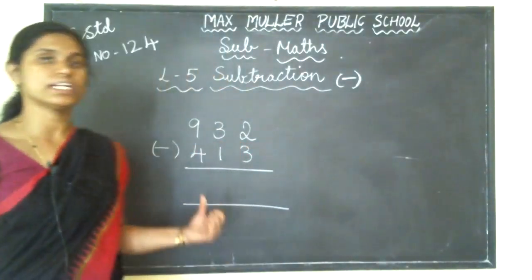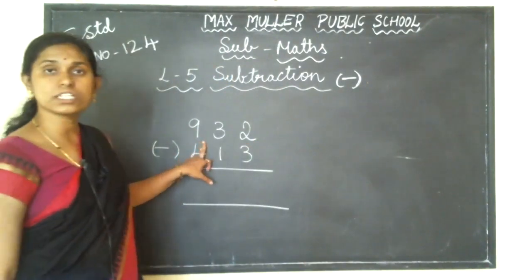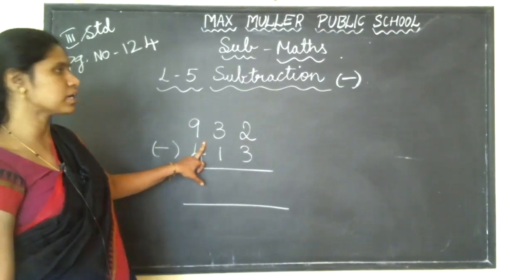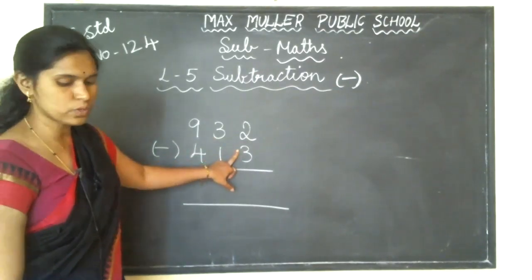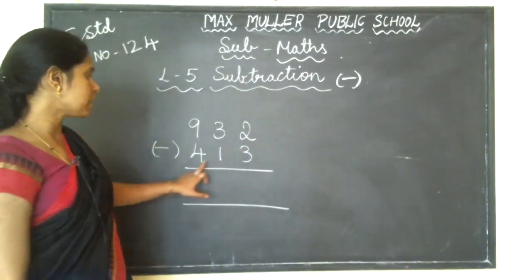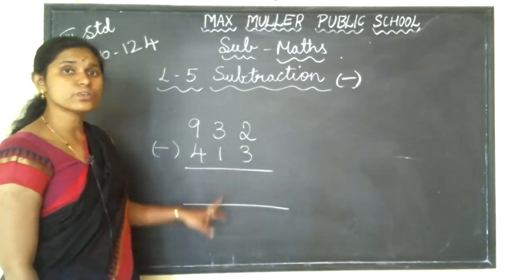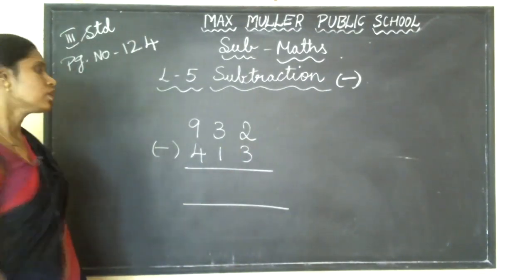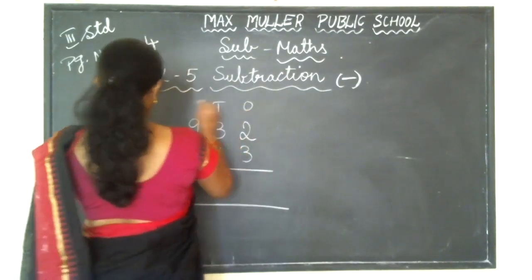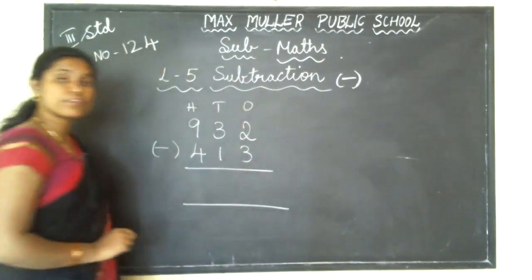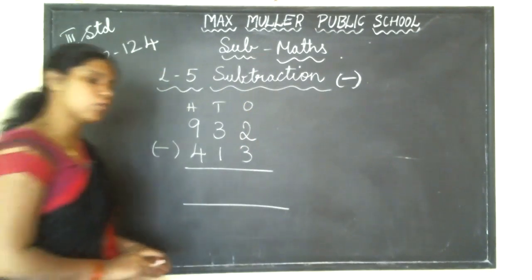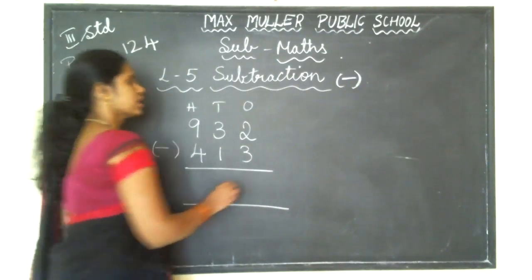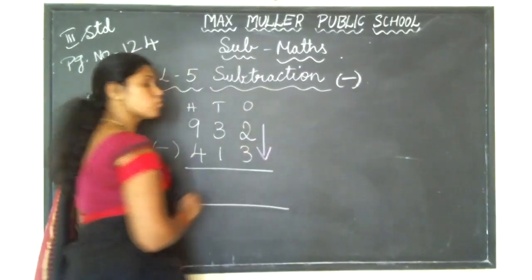Here what you have to understand: total number of students are how much? 932. In that, girls are how much? 413. You have to find the boys. To find that, what are you going to do? You have to minus. From which side are you going to start? How we did addition, the same way we are doing subtraction also. Here we are going to start from the ones place.